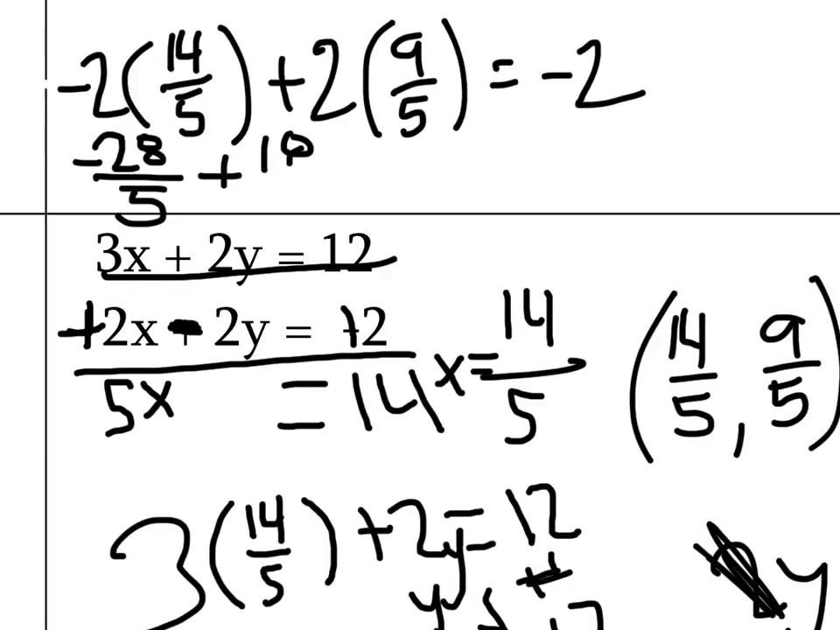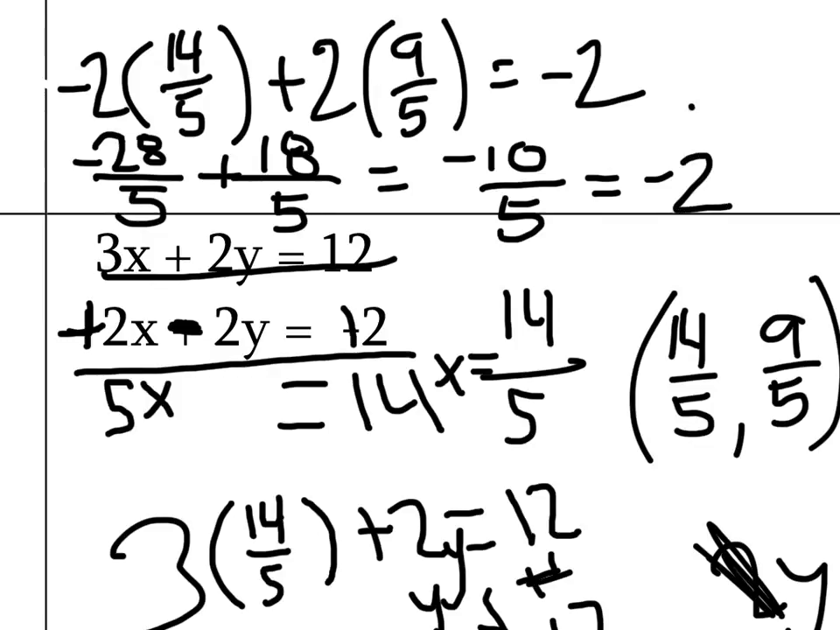Times everything. Yep, got to multiply first. Order of operations. Yeah, but wouldn't it be 28 times? Well, those both equal negative 2. Let's check.